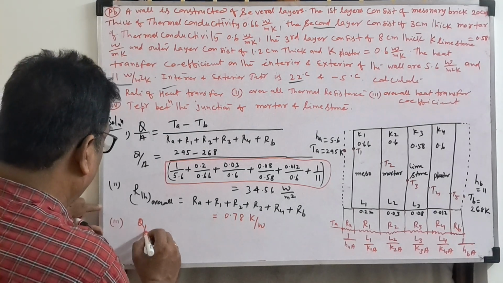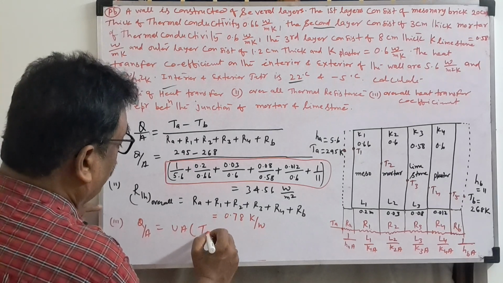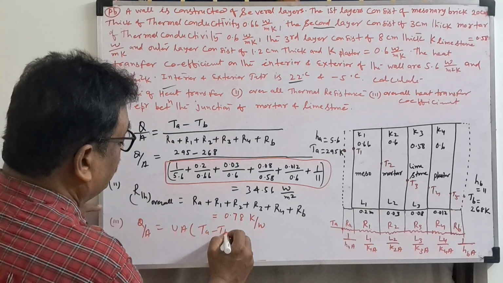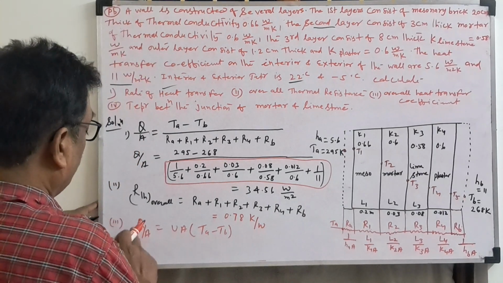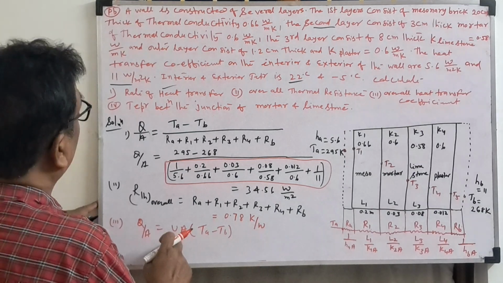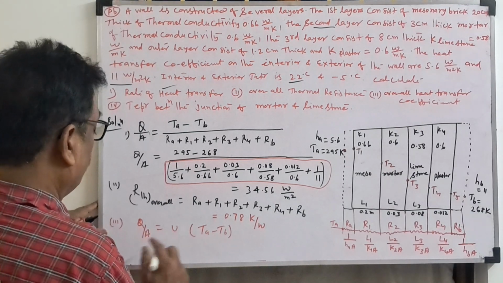Q by A equal to U times the overall temperature difference, TA minus TB. TA minus TB we know, Q by A we know. So this Q by A will not be here, Q by A I know.